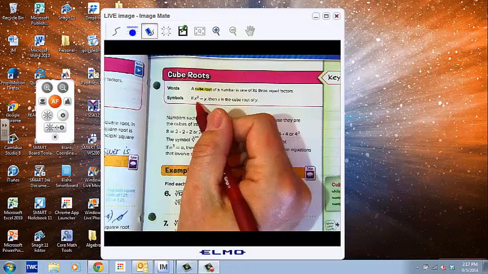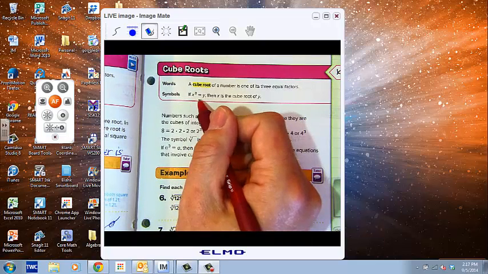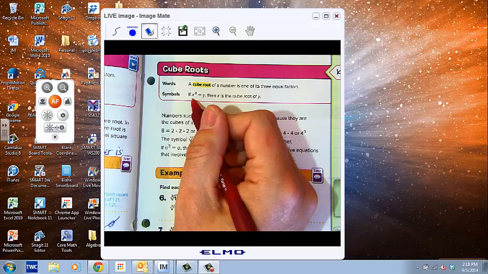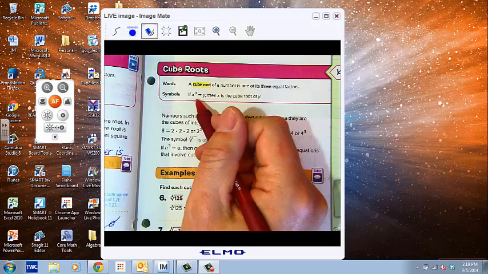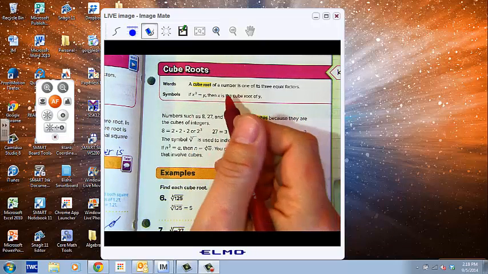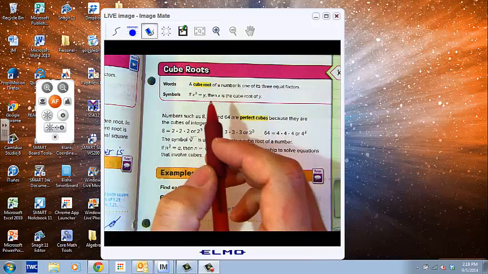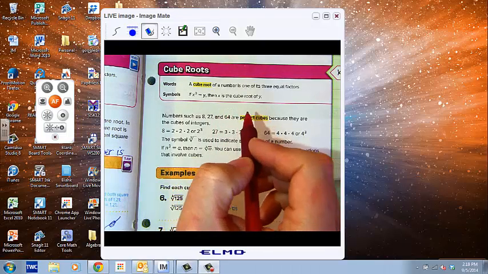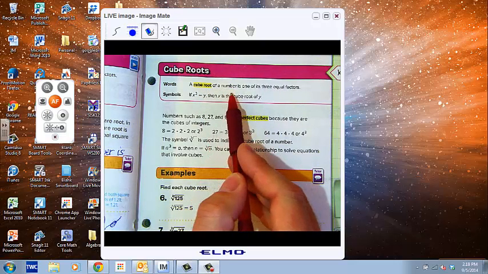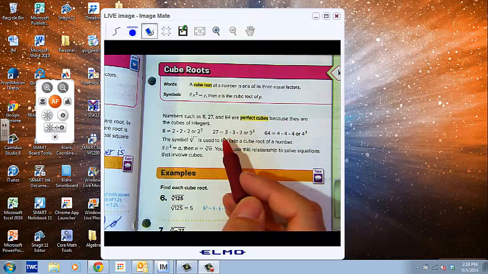Let me zoom that in a little bit. So we see x to the third power right there. That is a number being cubed, where a cube root basically goes in reverse. Instead of a number times itself 3 times, we have a bigger number and we want to go backwards and find out what that smaller number is. So a cube root basically says, what number times that same number 3 times will get us somewhere? A cube root of a number is one of its 3 equal parts, okay? 3 equal parts. That's the key thing to remember about cube roots.